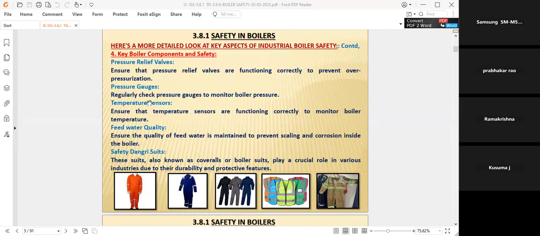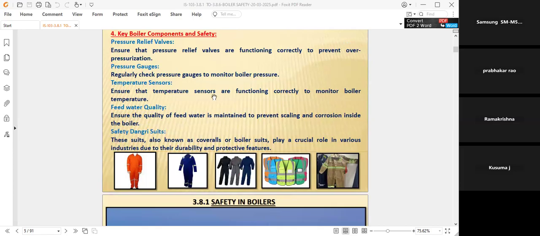Temperature sensors, like pressure gauges, are important, as they give the pulse of the boiler, so we can take steps accordingly. That is why you must ensure the temperature sensors are functioning correctly to monitor boiler temperature. That's why the local pressure gauge is important. And in the DCS, that means distributed control system, in the panel room, the two temperatures should coincide. Otherwise, you have to check the local temperature through walkie-talkie and synchronize both temperatures. Otherwise, there are some problems with the sensors.